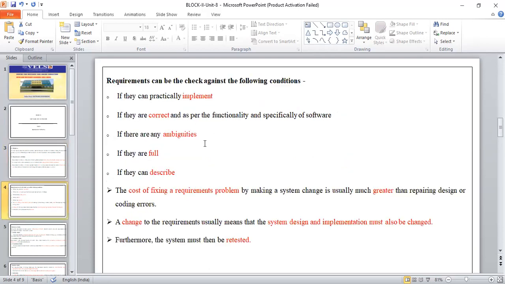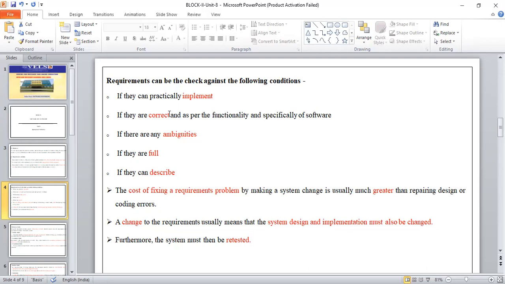And what are the checks we should do in requirements validation? What are the things to check for the requirements? We should check whether the requirement is practically implementable. The customer or the client may give a requirement which cannot be implemented, that is, impractical requirements can be given by the customer. But in this requirements validation process, those requirements should be checked for whether they can be implemented practically. This practical feasibility we should check.